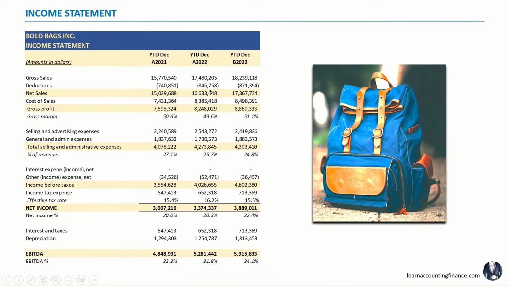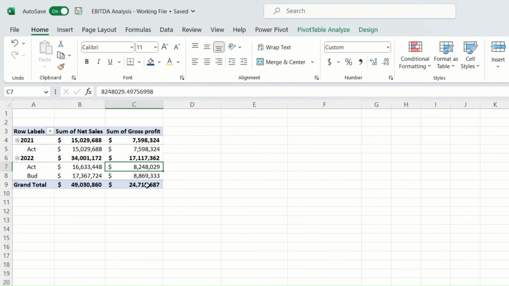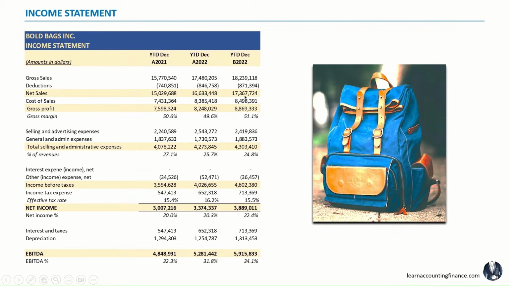Similarly, for 2022, you see net sales is 16.6 million and gross profit is 8.2. Matches here, 16.6 and 8.2. And then budget is 17.4 million and gross profit of 8.9. We see that, 17.4 and gross profit of 8.9. This is just to show that we are now dealing with this section. We are trying to explain net sales and gross profit, and it's important that our raw data matches it.